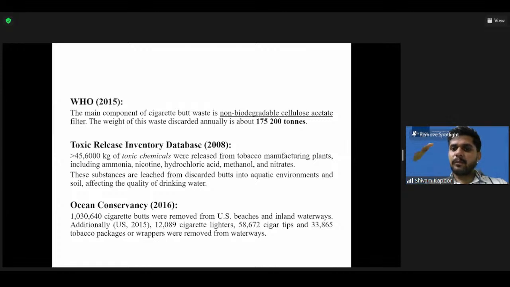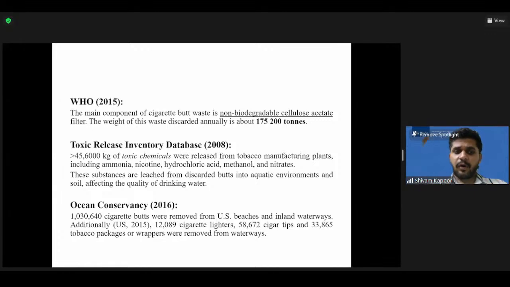Another significant component is the cigarette butt that is discarded after smoking by the user, which is made of cellulose acetate. Being a non-biodegradable product, it contributes a significant hazard to the environment, with a weight of nearly 1,75,200 tons. Now, if we see the other chemicals, which ma'am already enlisted, a cigarette has around 7,000 chemicals. So these chemicals are going to contribute to water.